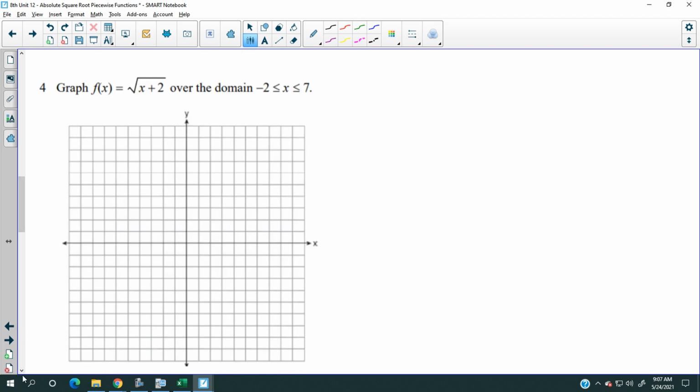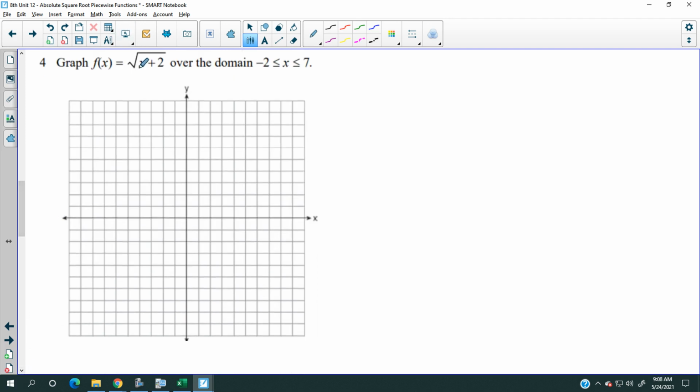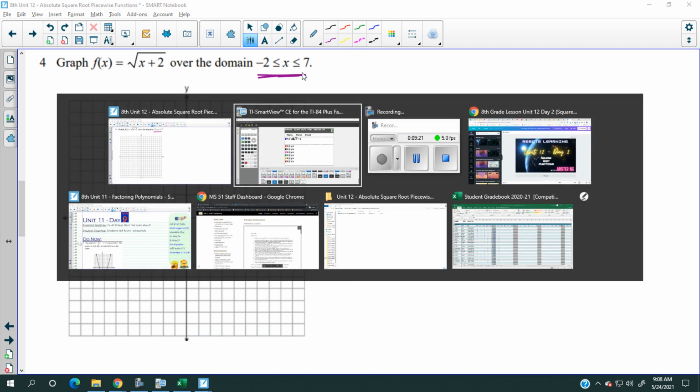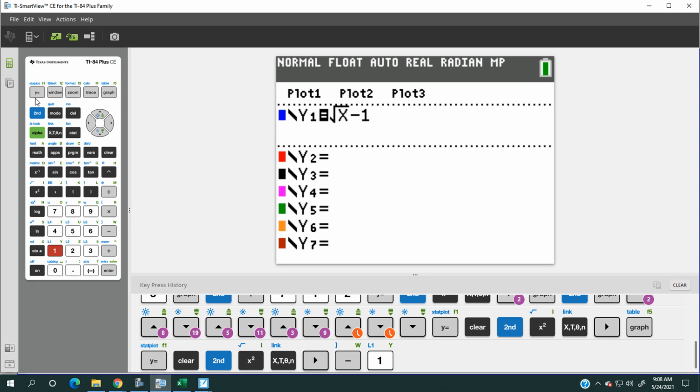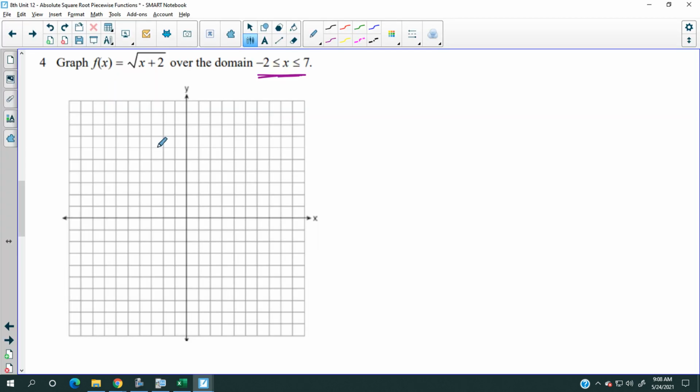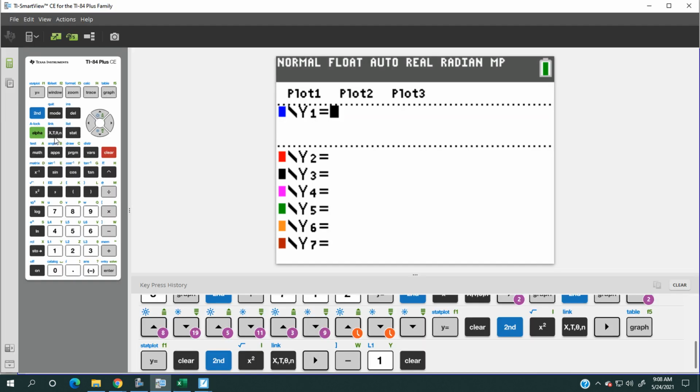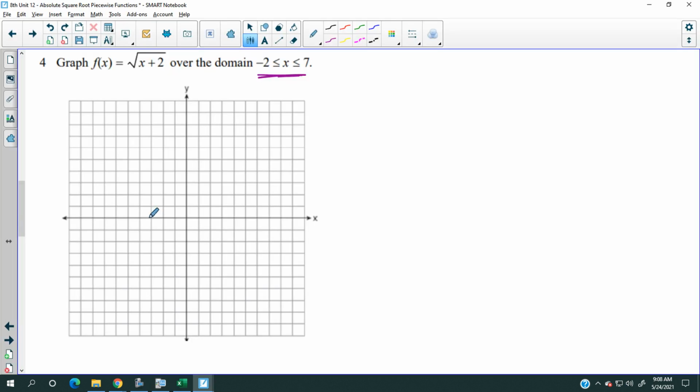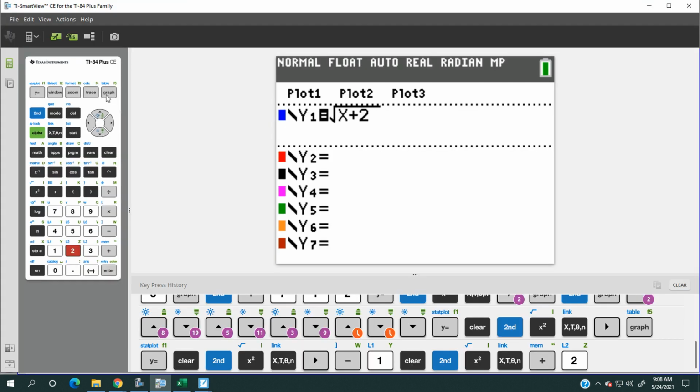For this one, actually, let's talk about this one. For number 4, over the domain, what it really means is this, okay? Let's put that in there for a second. Clear that. What is it? Square root of x plus 2. Let's see, second, square roots of, now, this one is x plus 2, right? Like that, and then you graph it.